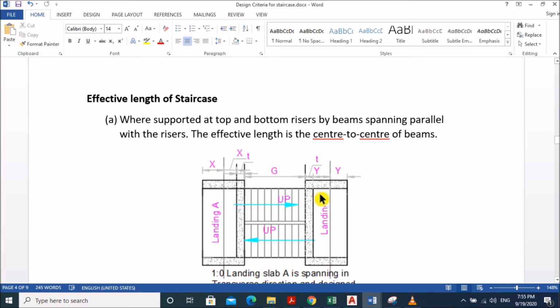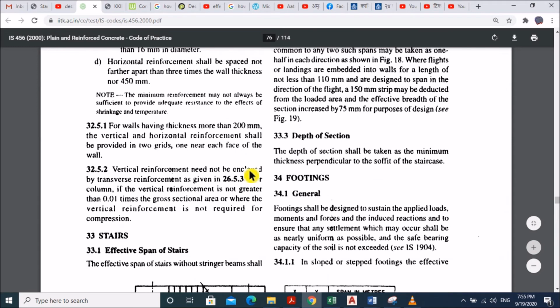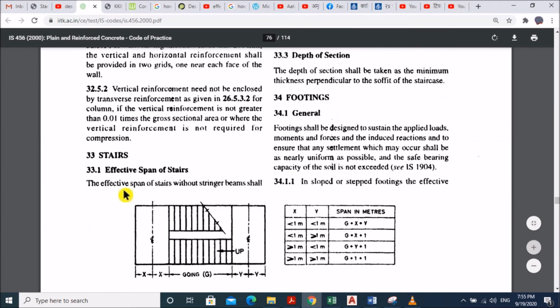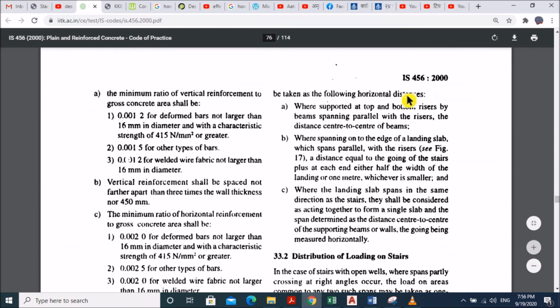The most important parameter for the designer is the calculation of the effective length of the staircase. What is the effective length of the staircase and how to calculate it? IS 456 2000 has mentioned some clauses on how to calculate the effective length of the staircase. The effective span of stairs without stringer beam shall be taken as the following horizontal distance. These are the three cases which I have already copied in this file.